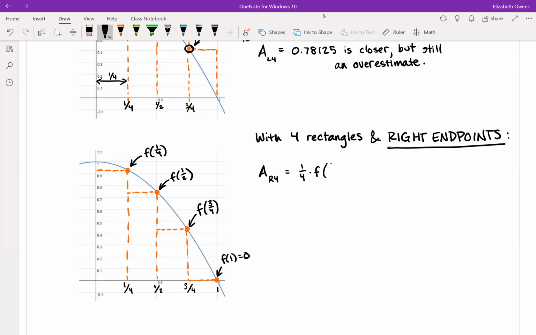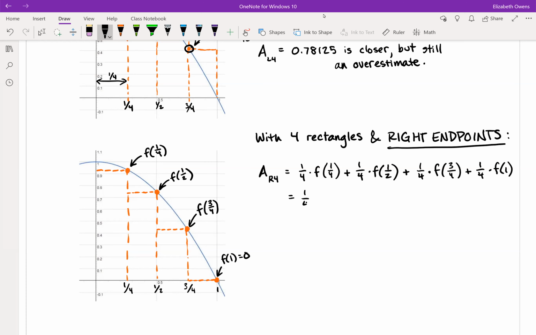But yeah, for this A sub R4, 4 rectangles, right endpoints, we would have the width 1/4 times the height of our first rectangle, f of 1/4, plus, here's our area for our second rectangle right here. The width is still 1/4. The height is f of 1/2. Add the third rectangle. Width is 1/4. Height is f of 3/4. And then our fourth quote, quote, rectangle, that little flat guy right there, width is 1/4, and then the height is f of 1, which is going to be 0. But we'll put it in there for uniformity's sake.